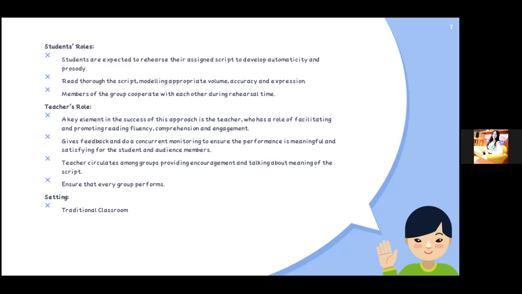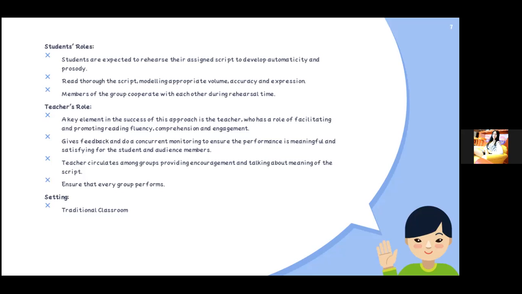The teacher's role for reader's theater: a key element in the success of this approach is the teacher, who has a role of facilitating and promoting reading fluency, comprehension, and engagement, gives feedback, and does concurrent monitoring to ensure the performance is meaningful and satisfying for the student and audience members. The teacher circulates among groups, providing encouragement and talking about the meaning of the script. Ensure that the group performs.